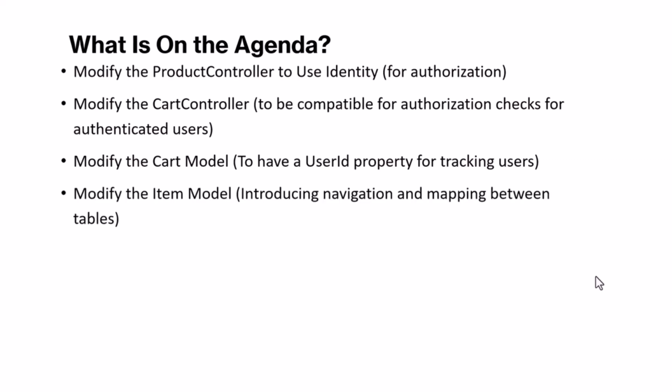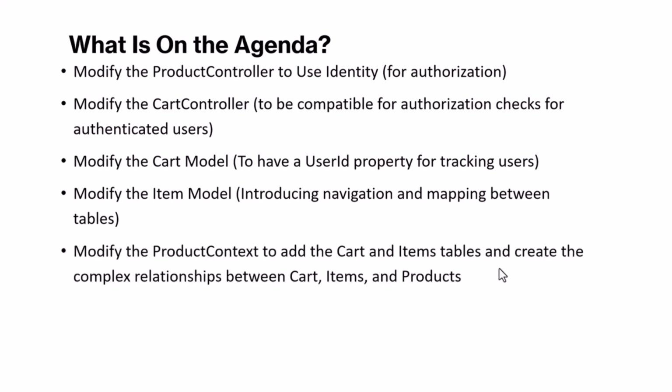And also we need to modify the item model, introducing navigation and mapping between the tables, modify the product context to add the cart and the items table, and create the complex relationship between cart, items and products, and perform the database migrations. Remember, the completed application that I showed also has more tables than the product table. It will have a cart table and an items table, because I need to actually create the relationship between these tables. So I'll have to re-perform the database migration.